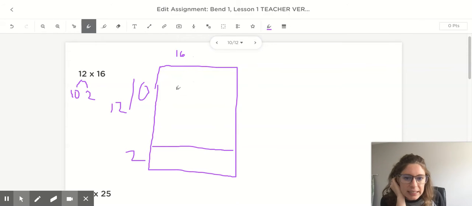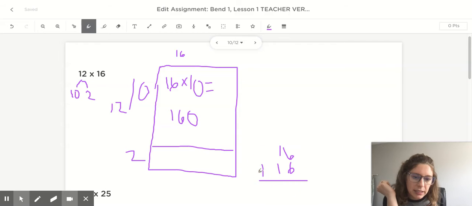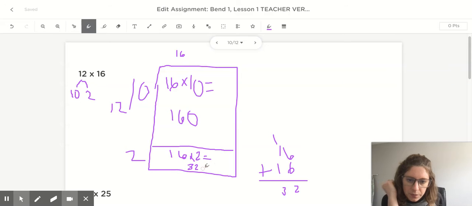Well, 10 times 16, we know the rule for multiplying by 10. 16 times 10 or 10 times 16, that's going to be 160. And 16 times 2, oh, I think I need to do a quick addition. 2 16s, 16 plus 16, 6 plus 6 is 12, carry the 1, 32. 16 times 2 equals 32. Okay, I have my two sections.